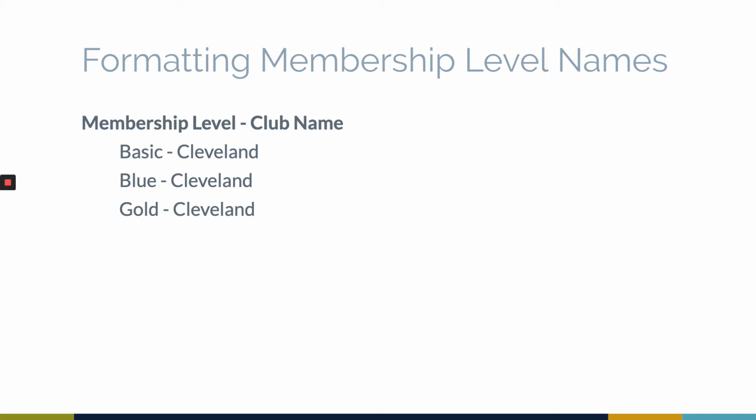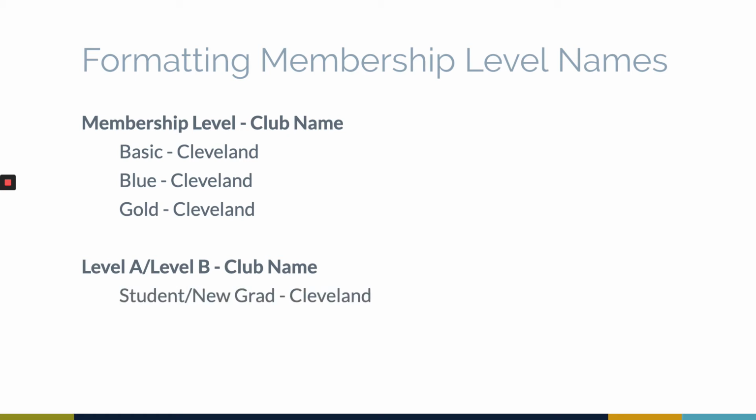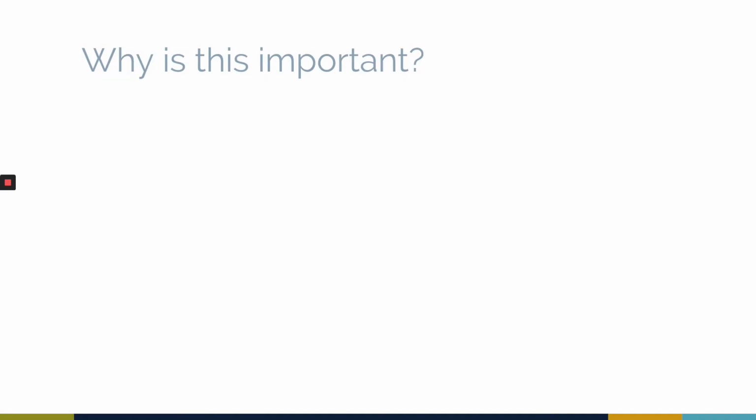Some clubs combine membership levels. So for instance, if we wanted to combine students and new grad, you have a similar pricing structure for both of those levels. What you'll do is put the first level's name, then a slash, and then the second level's name, a space, a dash, a space, and then the club name. So in the example here, student slash new grad dash Cleveland. Similarly, ACE slash clergy dash Cleveland. So that's what that membership level formatting looks like, and this is why that's important.